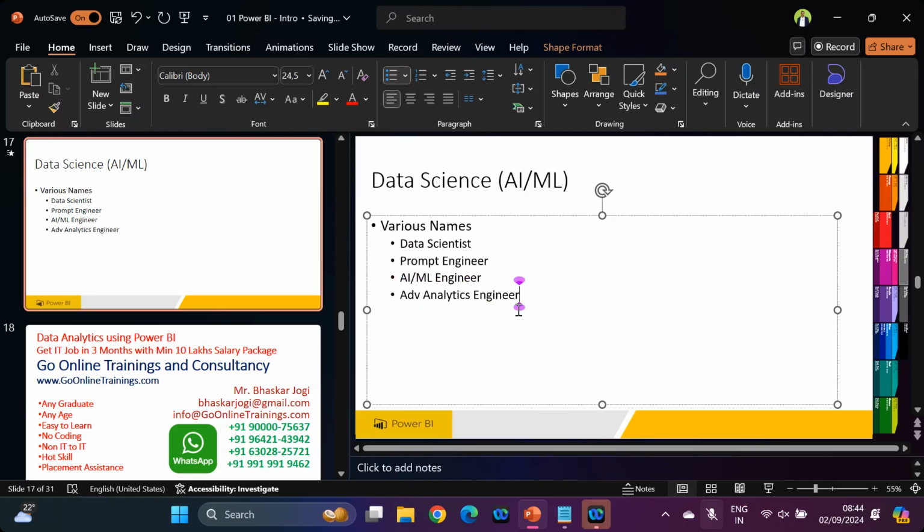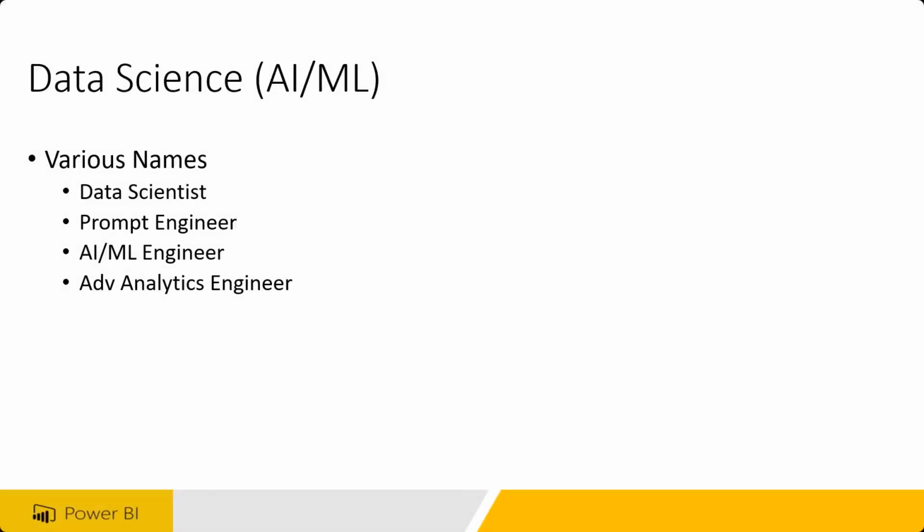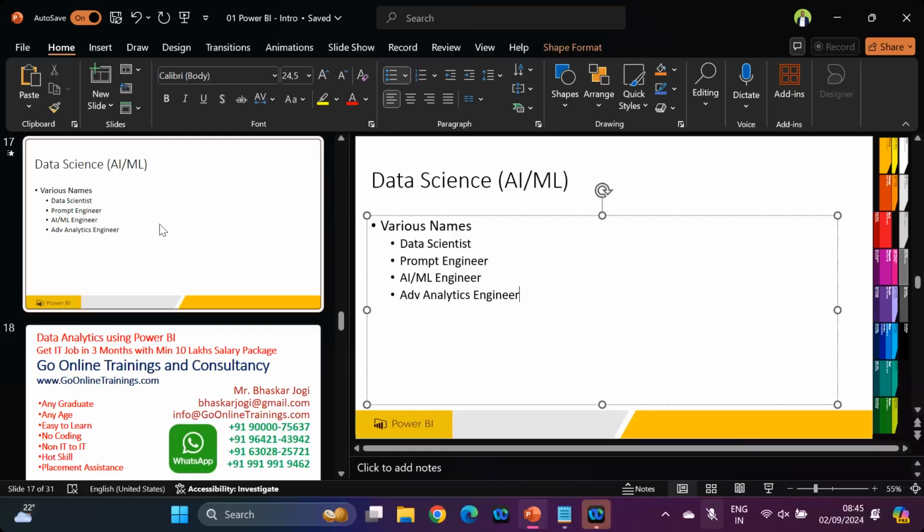But what are the advantages and disadvantages here? Let me talk about the issues. If you want to become a data scientist, there is no problem at all, but let me talk about some advantages and disadvantages if you want to become one.